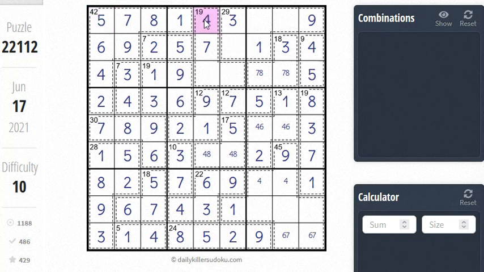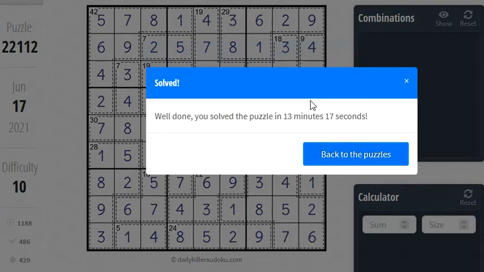Our other 4 has to be used, so that 4 is here. This is 8. This is 2 and 6. This is going to be also 2 and 6. This is 2. This is our 4, 7, 8, 8, 5, 3.